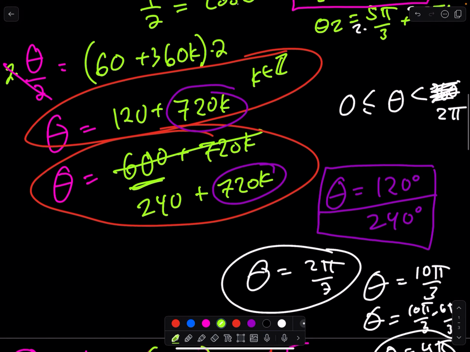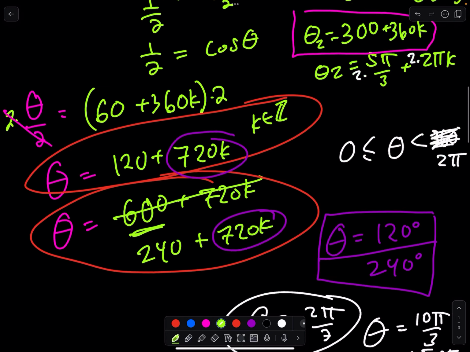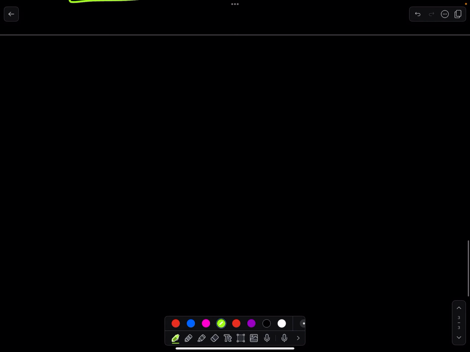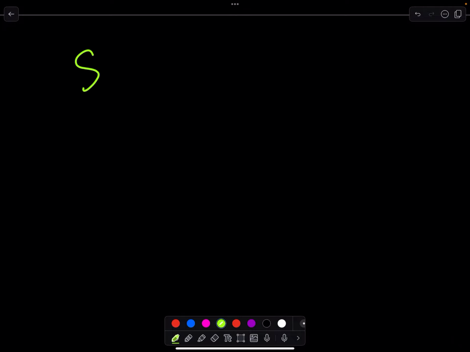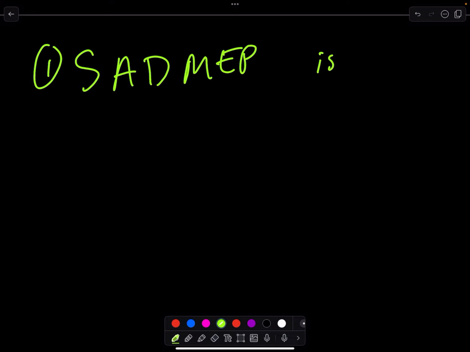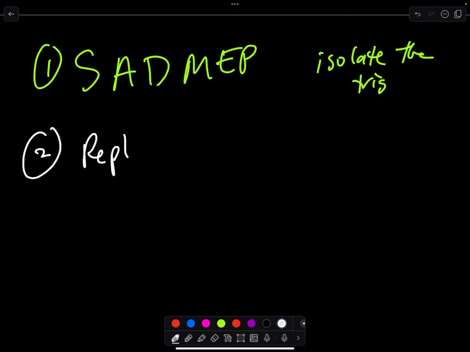I hope that this has been helpful for you. And just to do a little recap of everything we did essentially, SADMAP first to isolate the trig equation. In addition, we replaced the ugly theta expression, the theta over 2 or the 2 theta or the 4 theta, with just good old-fashioned theta at first, just so it didn't look so ugly.